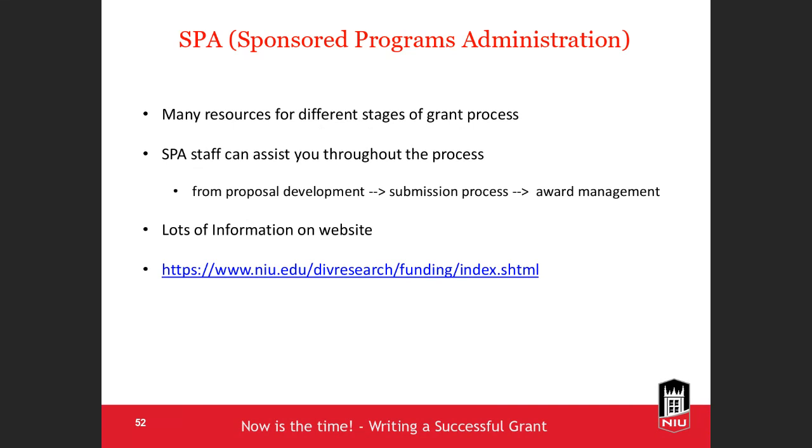One of the biggest resources for information on campus is Sponsored Program Administration, or SPA. I usually find them if I just search NIU SPA. It comes right up. So they have a lot of resources for different stages of the grant process. And they also have staff to assist you throughout the process. So this may overlap a little bit with what Allison had reported. They have people to help you with proposal development, throughout the submission process, and then managing the award. And there's a lot of information on their website. And I'm just going to give you some snapshots of what they have on their website to give you a sense of what you can find there.